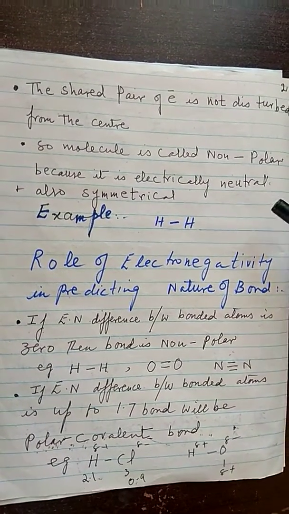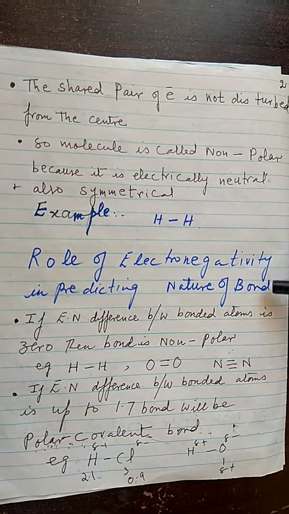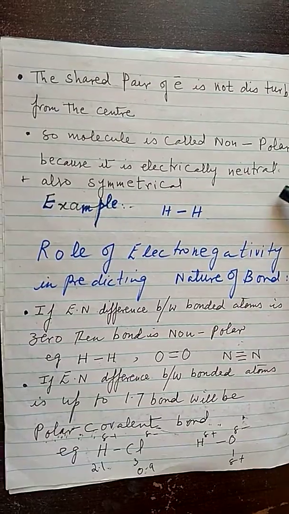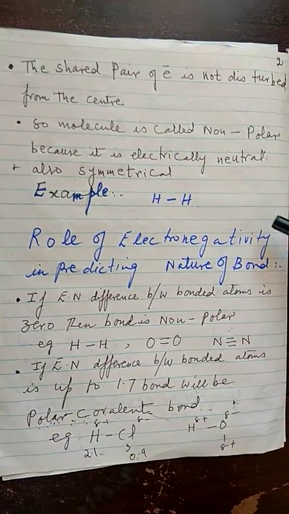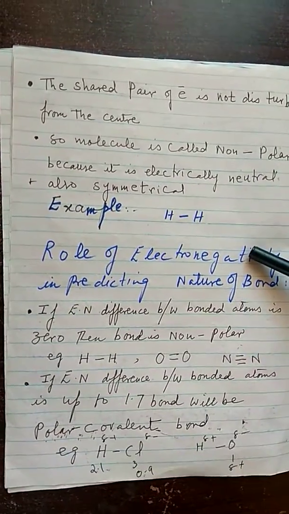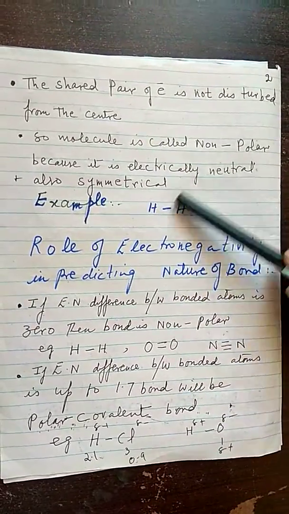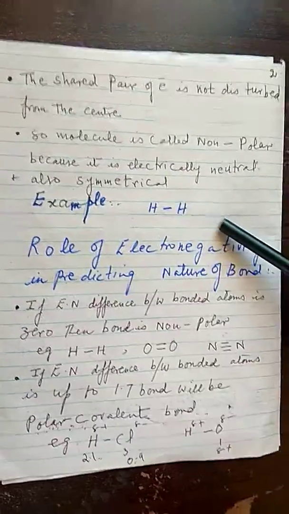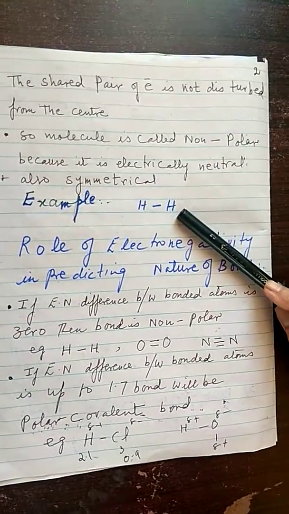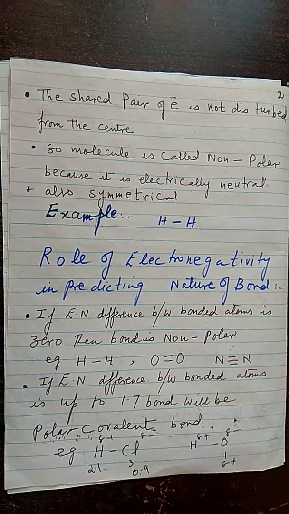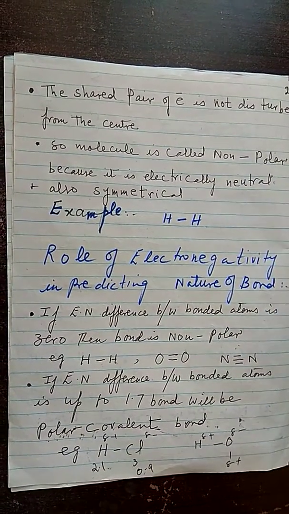So, very easy. What is a non-polar covalent bond? It is the bond which is produced between two similar atoms. Electronegativity is the same, so the electron pair produced remains in the center. No charge is produced and the molecule is neutral, and the bond is known as a non-polar covalent bond. So two types of covalent bond you have studied: polar covalent bond and non-polar covalent bond.